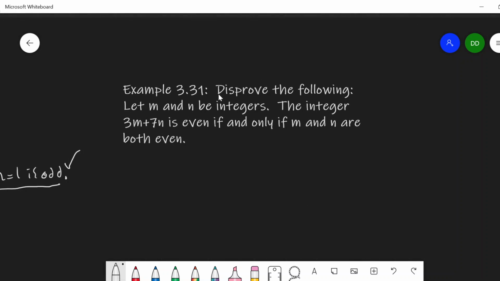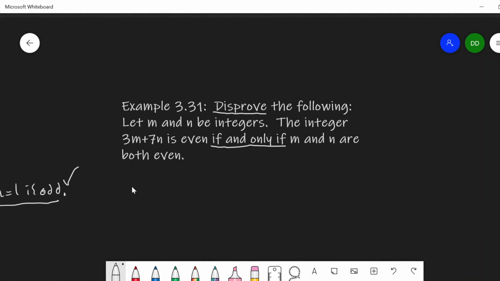Disprove the following. Let m and n be integers. The integer 3m plus 7n is even if and only if m and n are both even. The first thing to note here is we have a biconditional that we're trying to disprove. So we're trying to disprove, for all integers m and n, P of m,n if and only if Q of m,n.